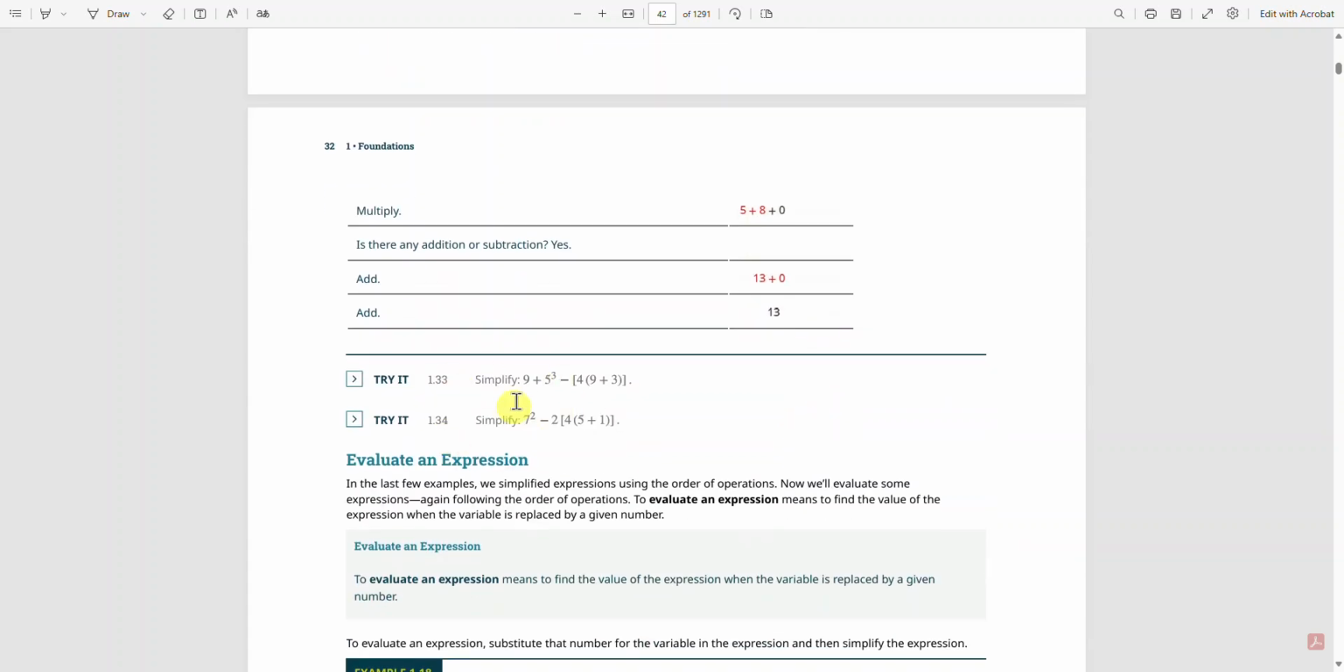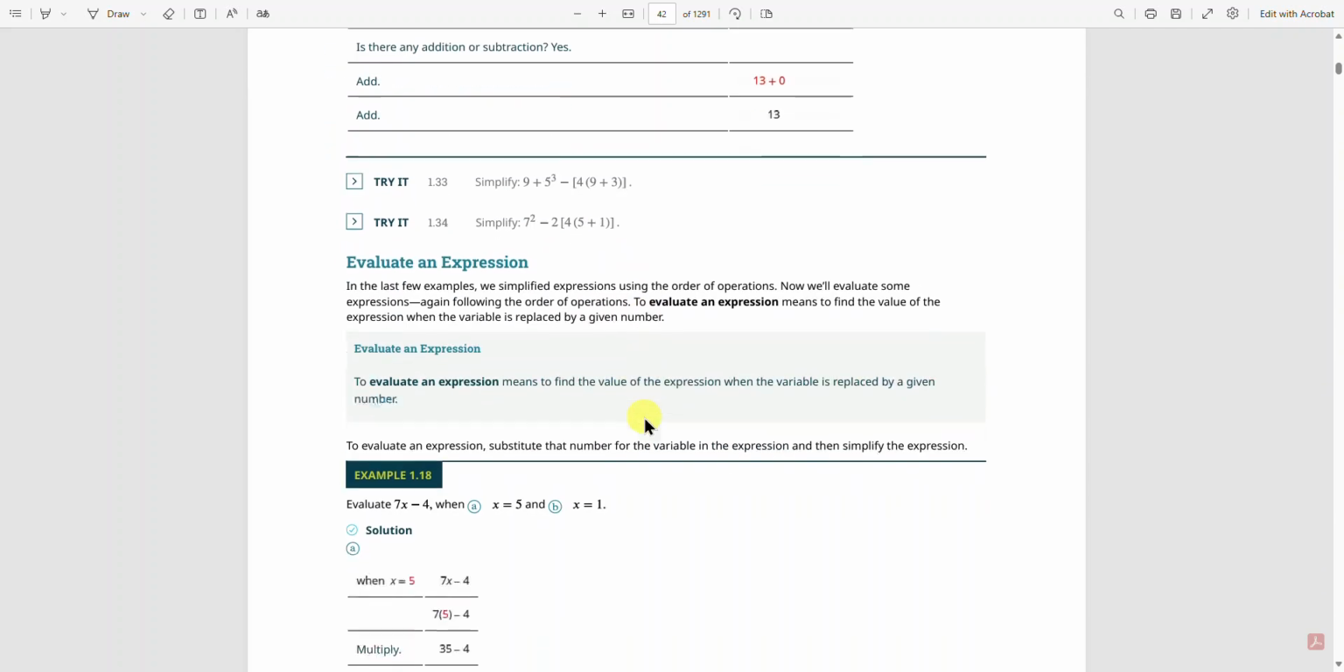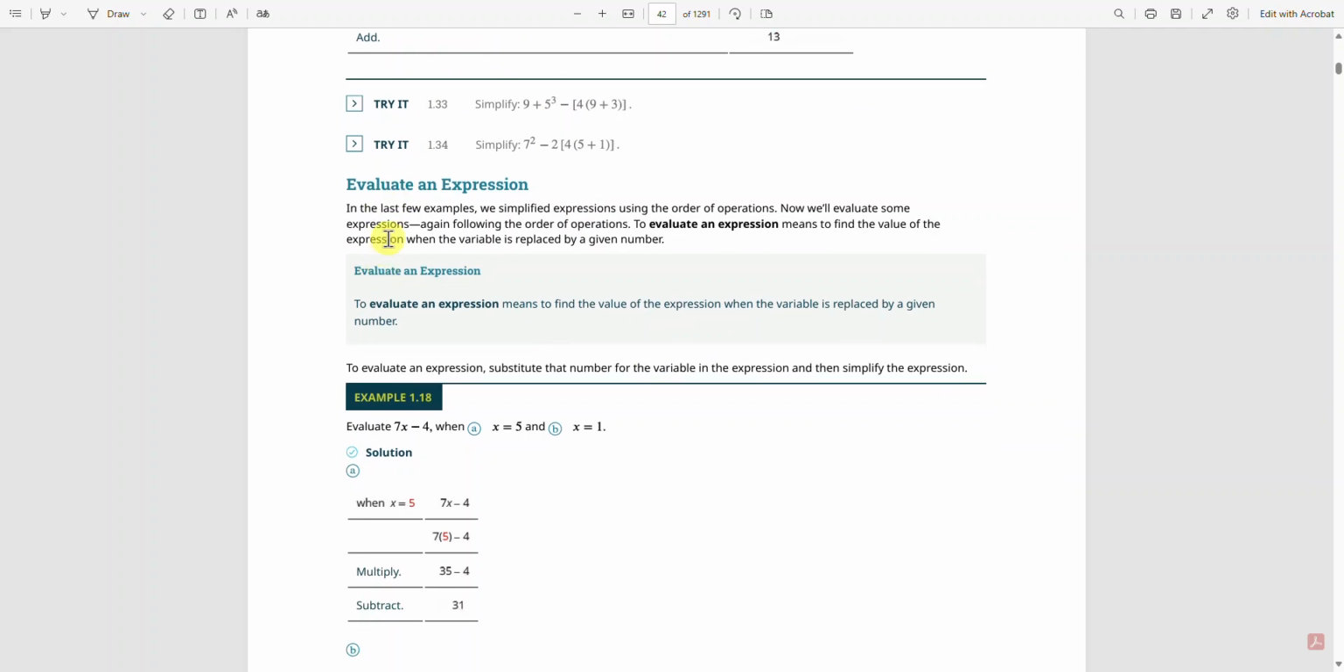You've got 2 more exercises here to practice, which you can work through and see if you can find the right solution, okay? Let's move on now to the next section.